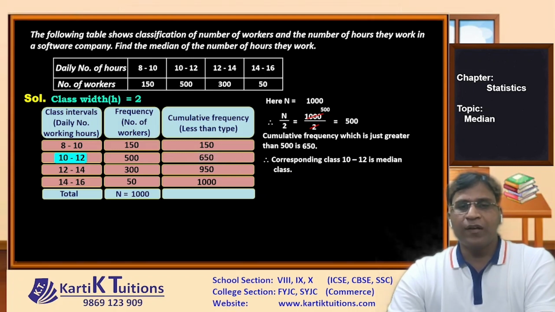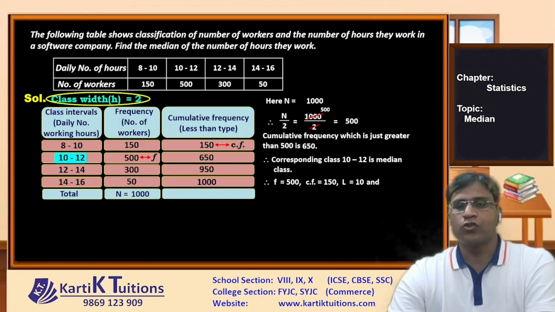Now the frequency of that class is our F. So here our F is 500. Then CF is the cumulative frequency preceding the median class. If our median class is 10 to 12, then the preceding class is 8 to 10. What is its cumulative frequency? 150. So your CF here is 150. Now L is the lower limit of the median class. What is our median class? 10 to 12. So our lower limit is 10. And H, we all know it's 2.